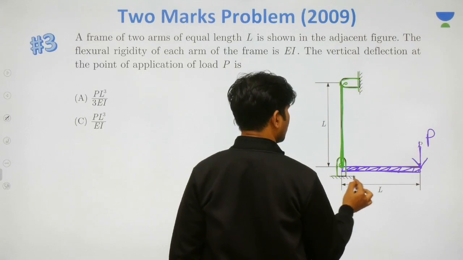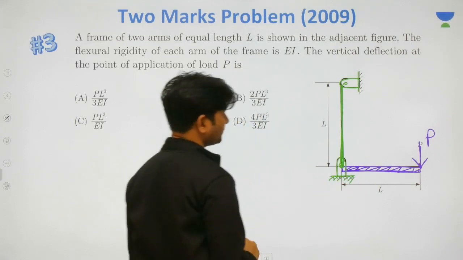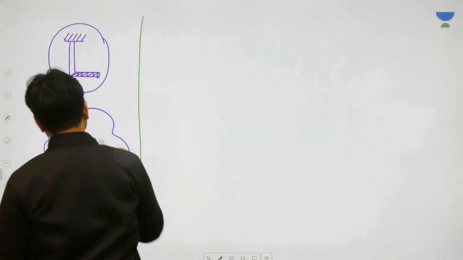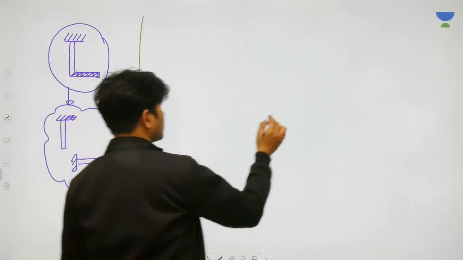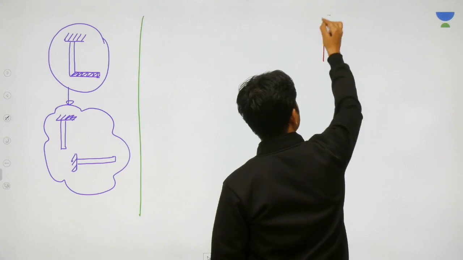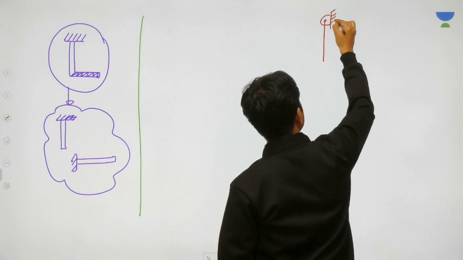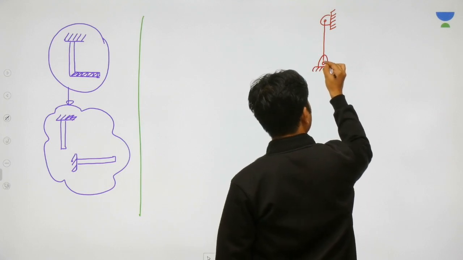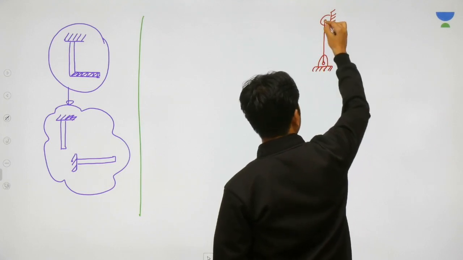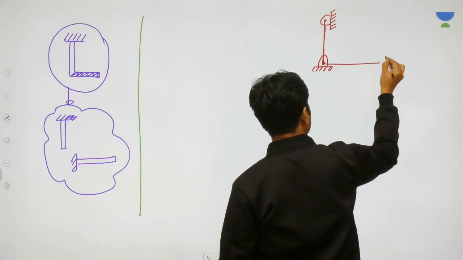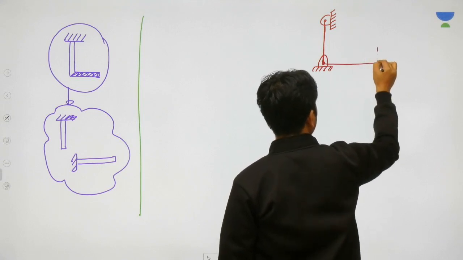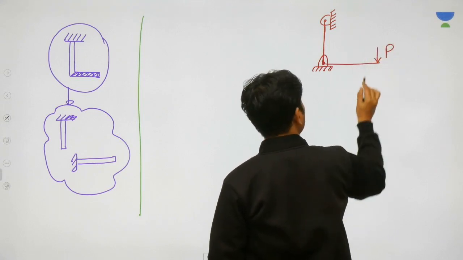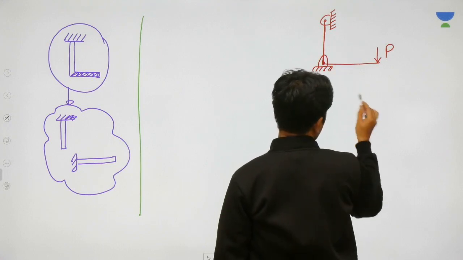Look, you have one hinge and one hinge. So let me break this. This is given to you, this hinge is there, this hinge is there, and it's not like two different parts, it is like one continuous thing, and then you are applying P here. So I'm going to break it into two beams.